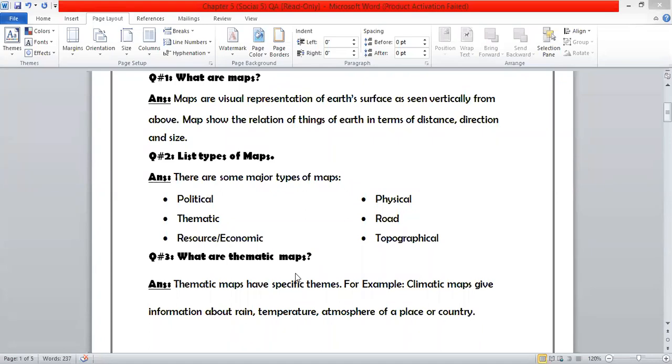This chapter is all about the mapping skills. So these questions are of that chapter. I'm telling this thing for the student who joined the class right now.